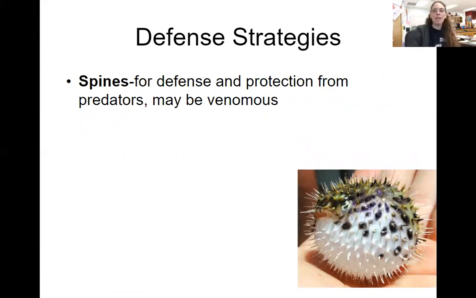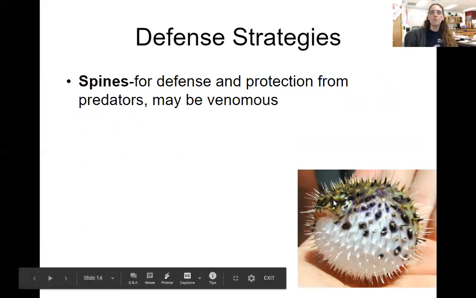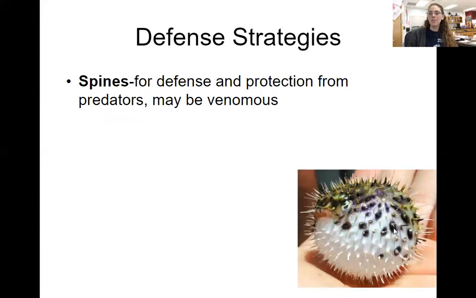And we have our spines. These are used for defense, protection from predators. Sometimes they have a toxin in them, sometimes they don't. So here, this puffer fish, its spines are not toxic. And so it's just pokey and would hurt versus the spines of a lionfish, which are toxic.